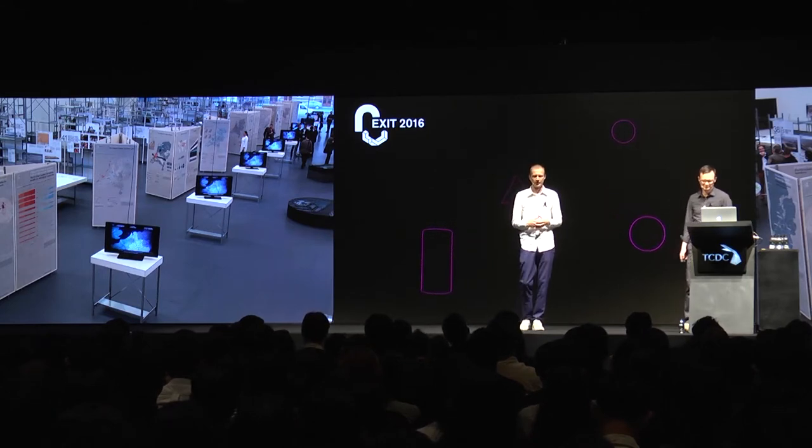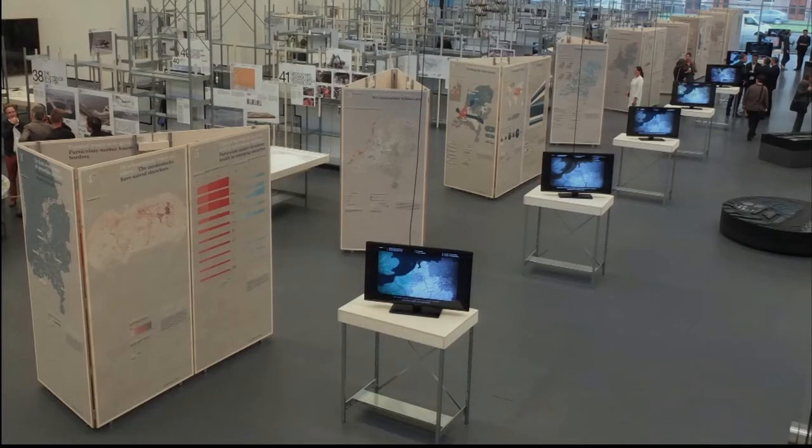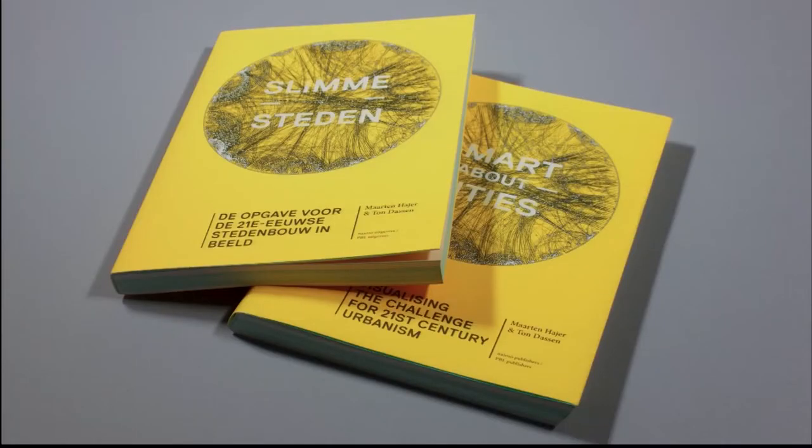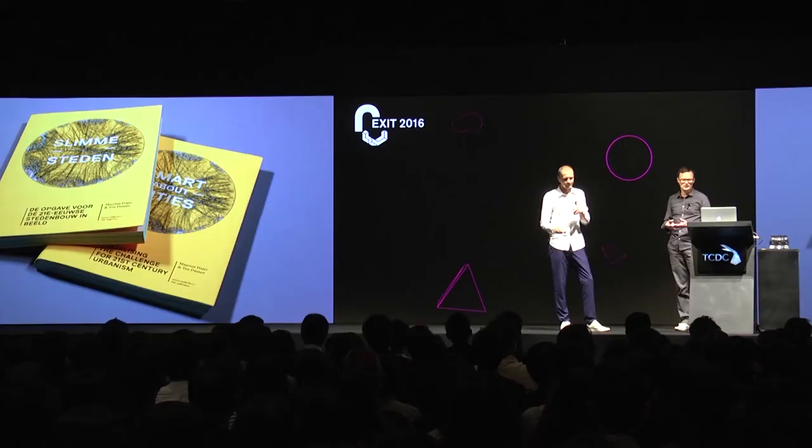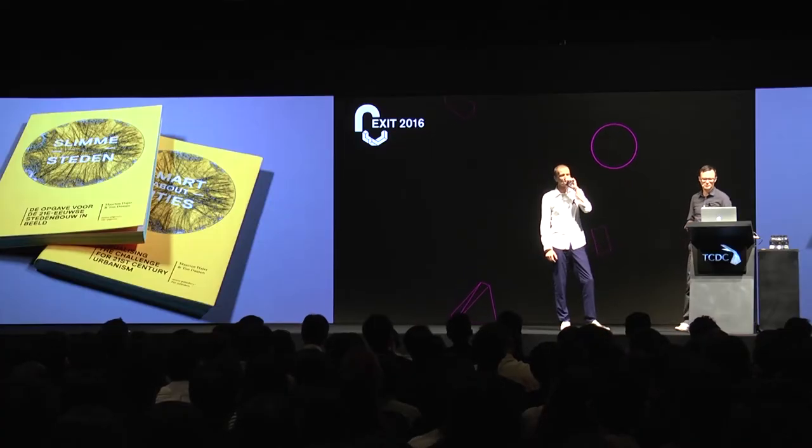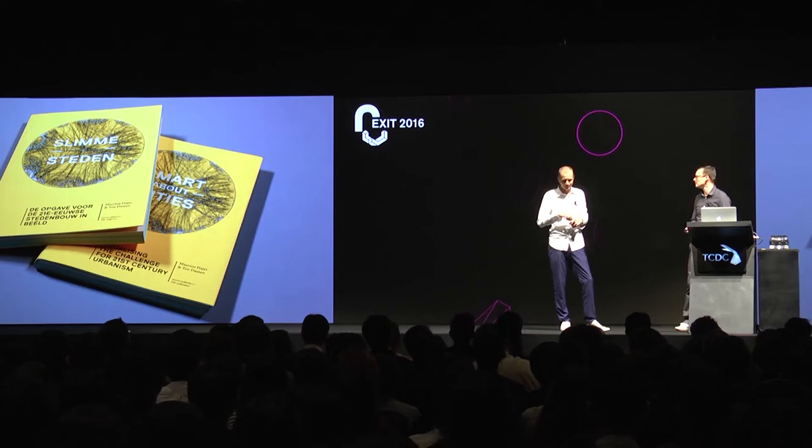What does that actually look like? We designed a great many maps and infographics that show this a little bit, and it was part of this exhibition. This was a book which accompanied the exhibition, and basically it's a selection of all infographics we did, and again with some text to explain these a little bit better.